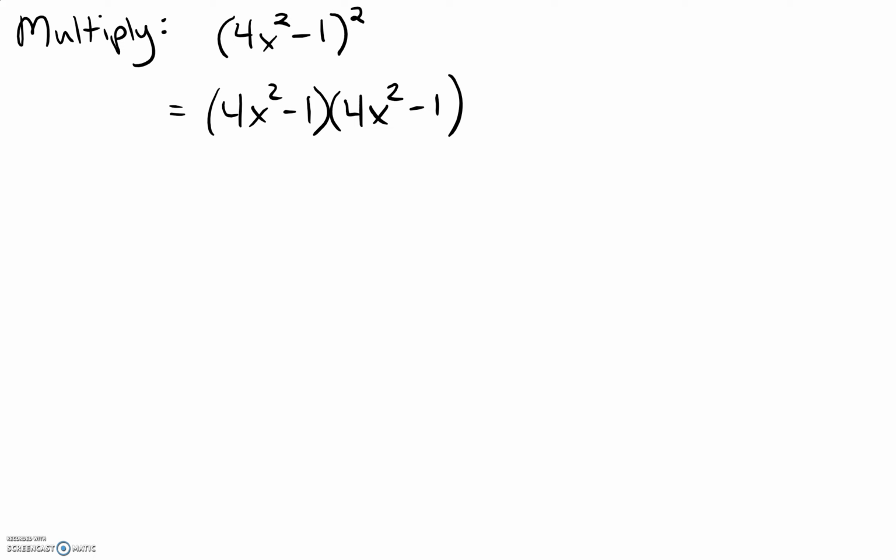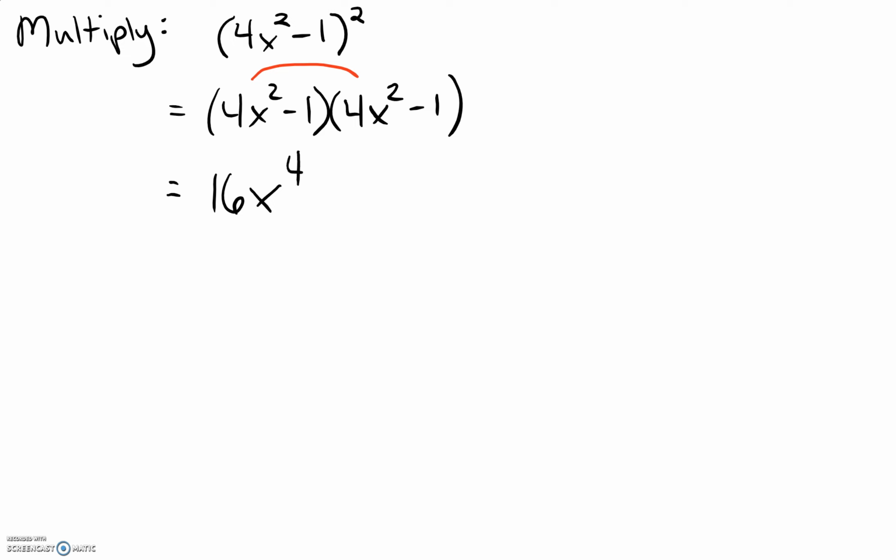So remember, for the FOIL method, we're going to multiply the first, and then the outer, then the inner, and then the last terms. And so our first terms multiplied together are going to be 4x squared times 4x squared. And so when you're multiplying this together, first of all, think of multiplying the 4's. 4 times 4 is going to give us 16, and then x squared times x squared is going to give us x to the 4th.